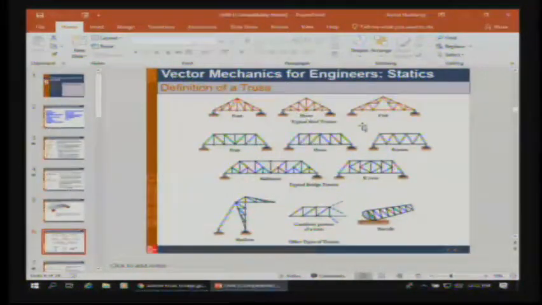Pratt, Howe, and Fink, the ones on the top, are roof trusses. And they have another truss they don't have here. It's a little bit more difficult to analyze, but it's called a scissors truss. What a scissors truss does is it allows the builder to open up the ceiling a little bit so that you have a cathedral ceiling.